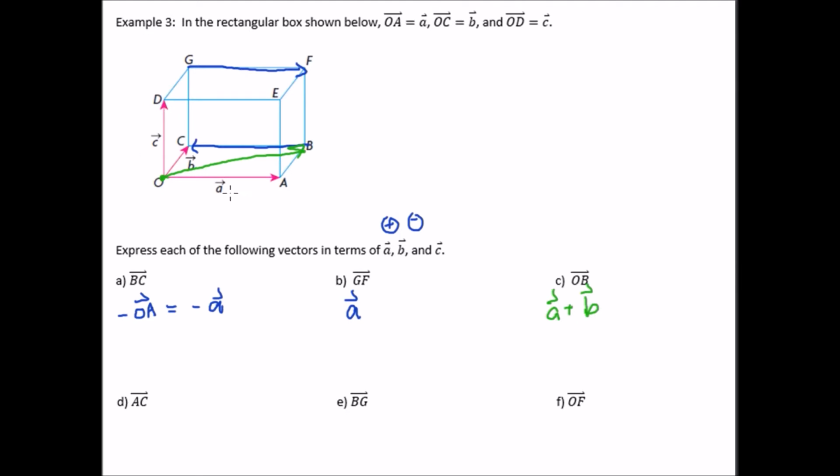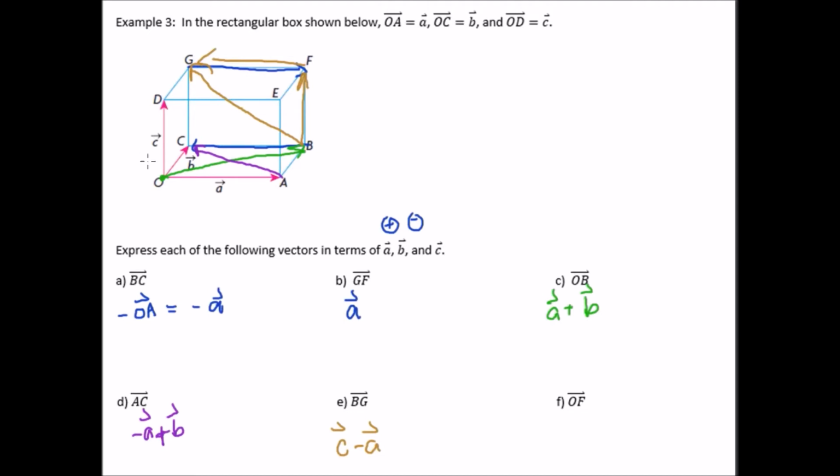Okay, AC. So A to C, we can go negative A, negative vector A, and then plus vector B. Okay, BG. So starting at B and going to G. So let's go B to F. So let's go up first, which is equivalent to vector C. And then let's go over, which is equivalent to negative A. So negative vector A.